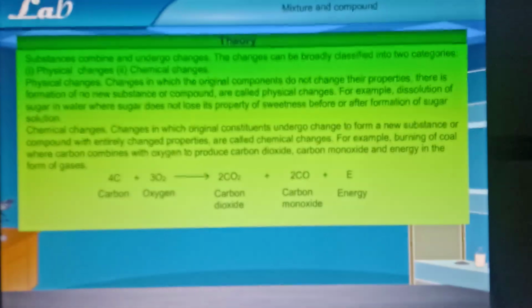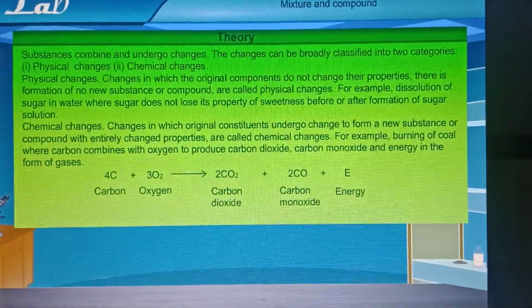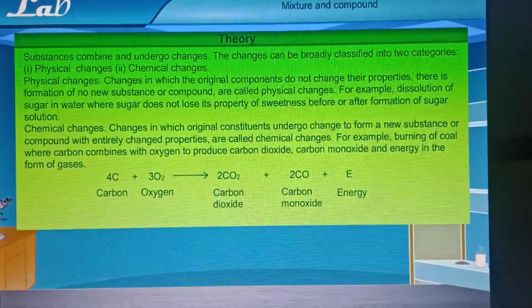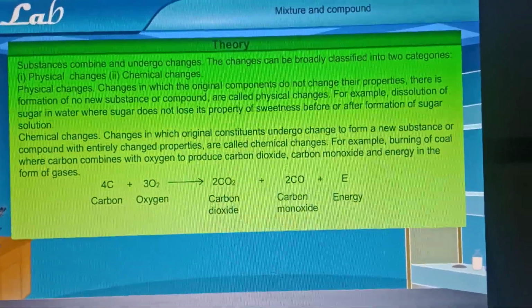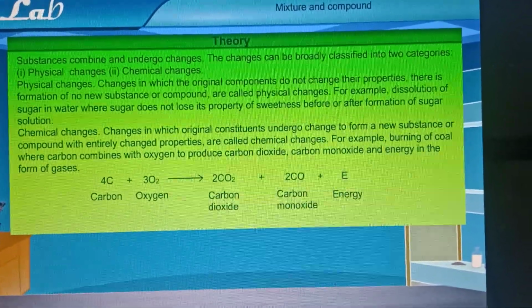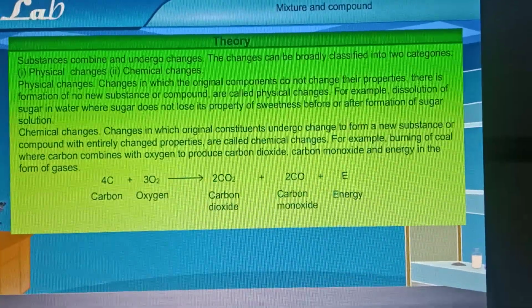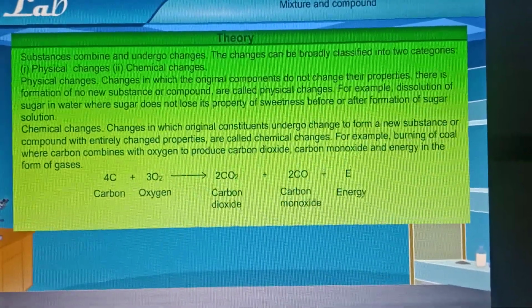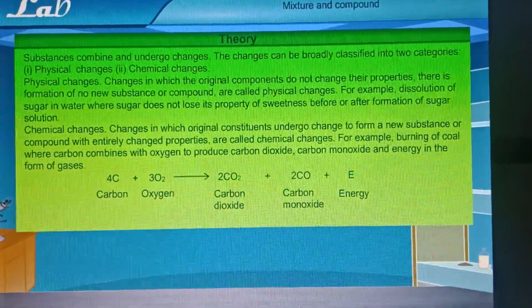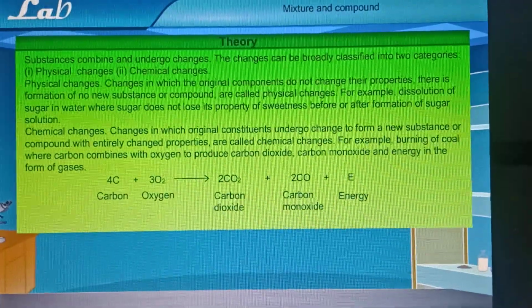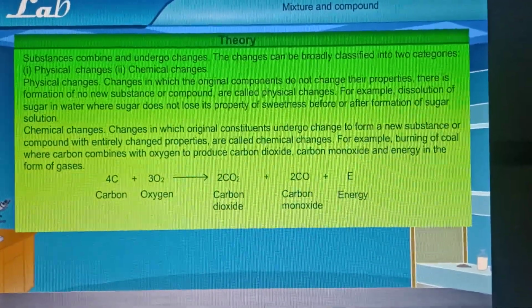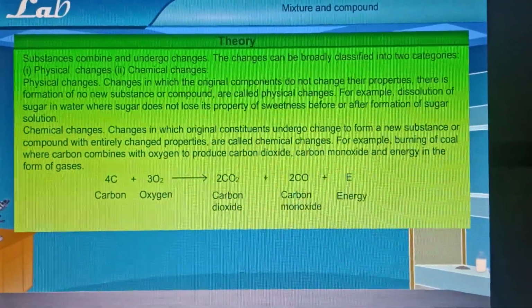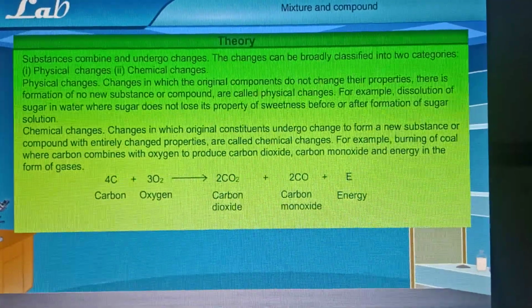Theory: substances combine and undergo changes. The changes can be broadly classified into 2 categories: physical changes and chemical changes. Physical changes: changes in which the original components do not change their properties, and there is formation of no new substance or compound, are called physical changes.